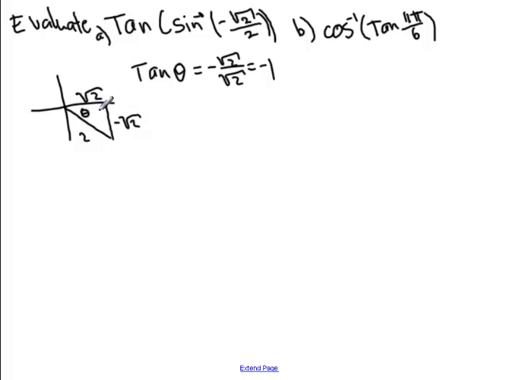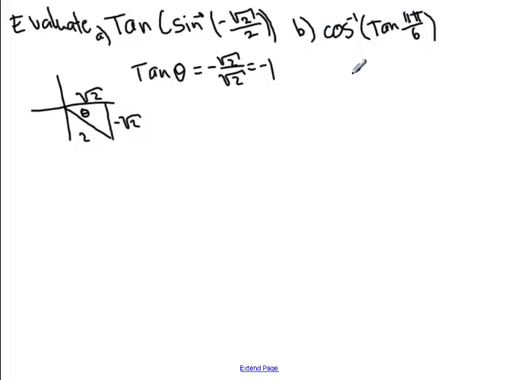So upon drawing the angle that we need, which we knew was negative pi over 4, we're taking the tangent of it, and so we just called it theta, took the tangent of that theta, and negative root 2 over root 2 is negative 1. For B, we're going to go and find the tangent of 11 pi over 6, and then evaluate the inverse cosine of it. And remember, whenever we have the inverse on the outside, that's a restricted range, so we'll have to be careful with that.